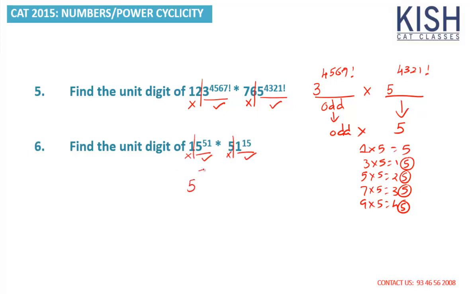This number is down to 5 power 51 into 1 power 15. 5 power any number ends with 5. 1 power any number ends with 1. So that's going to be 1 into 5 is 5. This is a very easy question. Now CAT questions are this much easy.